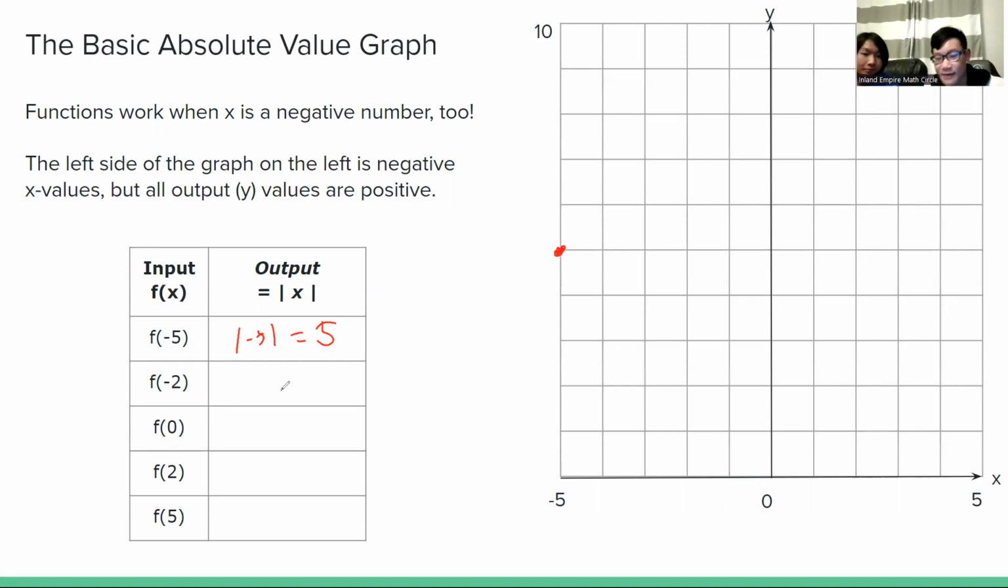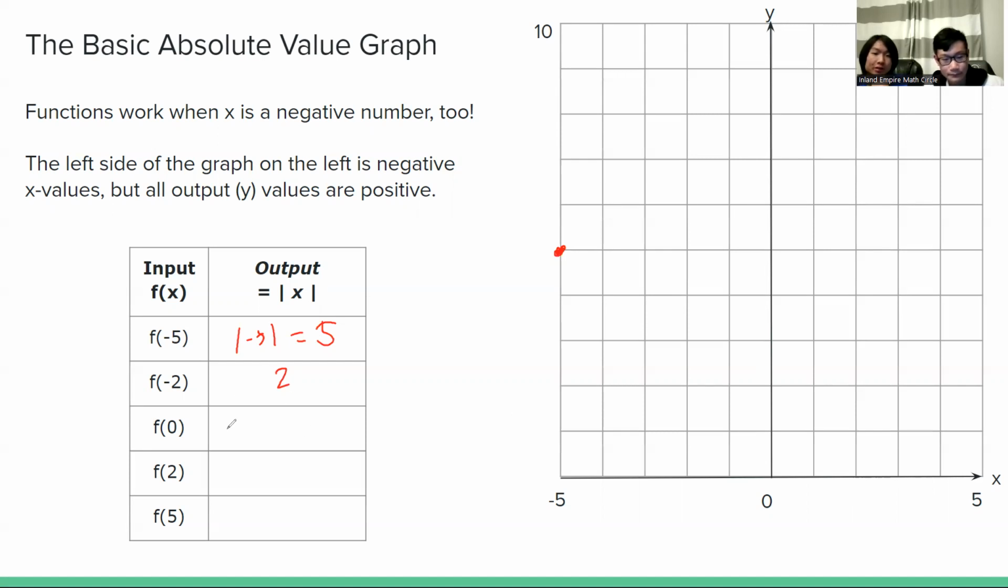Also, if you notice, this graph looks a little bit different because we are including negative x values. So the left side of the graph here, if you can see in the middle of the graph, there's a bold line that indicates the line x equals 0. So that's the middle of the graph. But we also have negative values on the left.